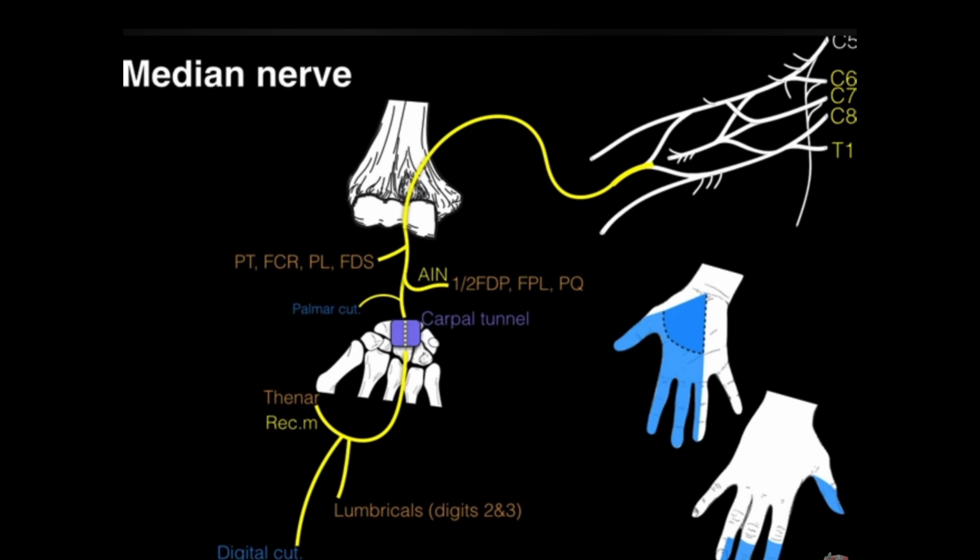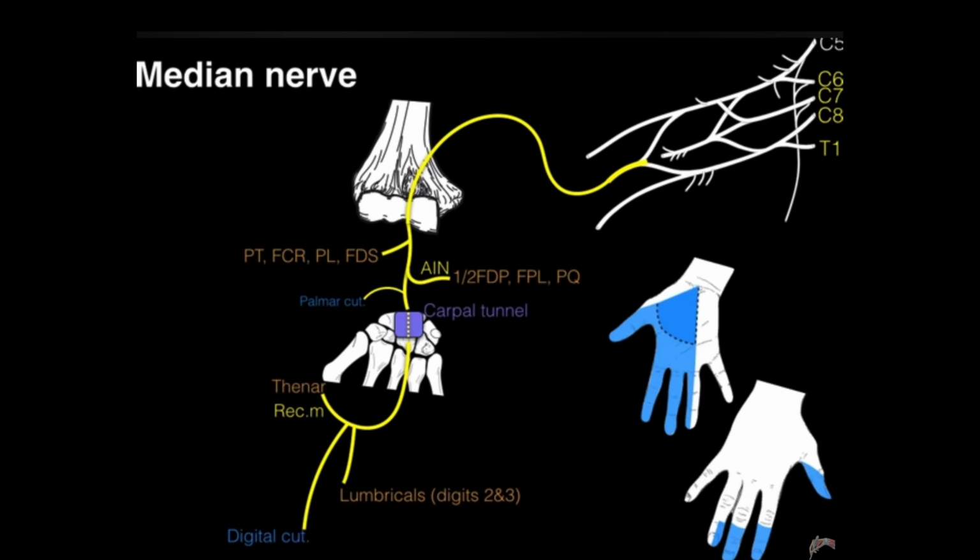Once median nerve has entered the hand, it gives a recurrent branch which supplies the thenar muscles, that is flexor pollicis brevis, abductor pollicis brevis, and opponens pollicis. And median nerve also supplies the first two lumbrical muscles, which are important for the index finger and the middle finger. On the right of the screen, you can see a cutaneous supply, that is how the median nerve is responsible for perception of sensation from the skin of the hand.